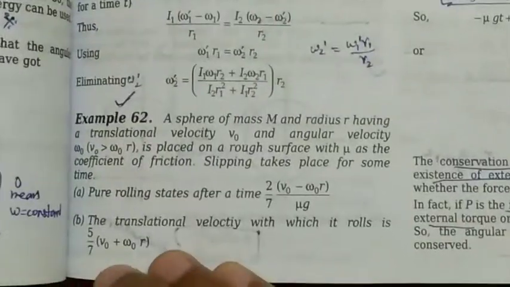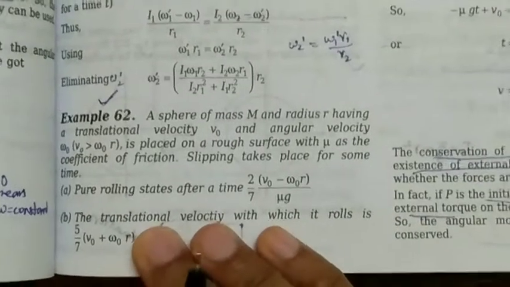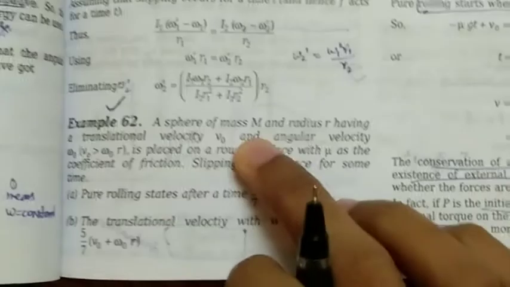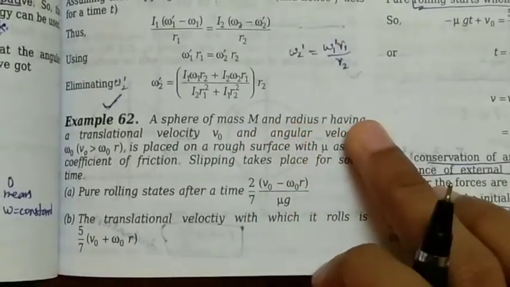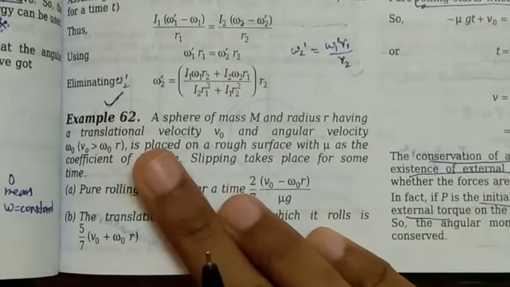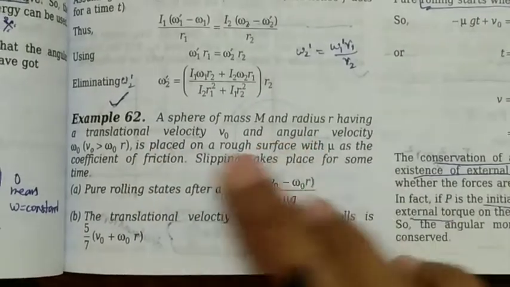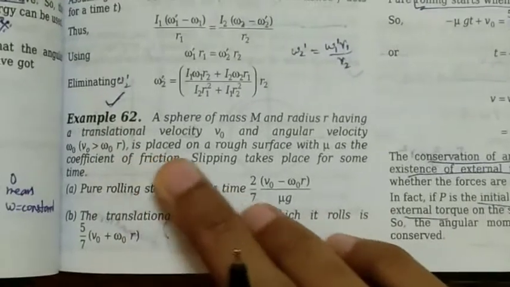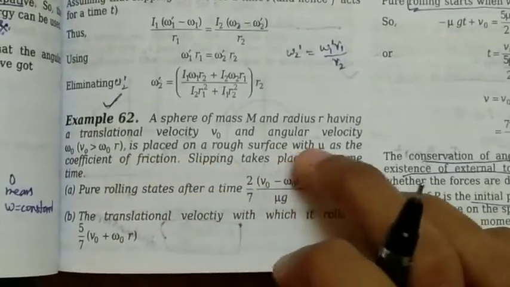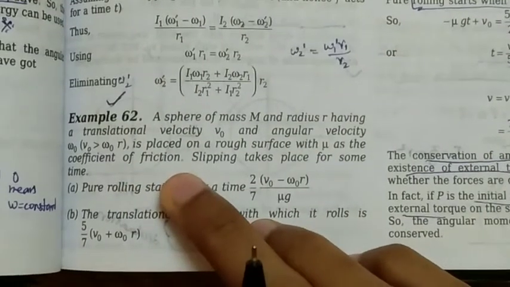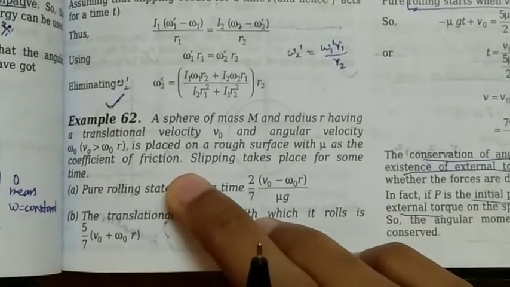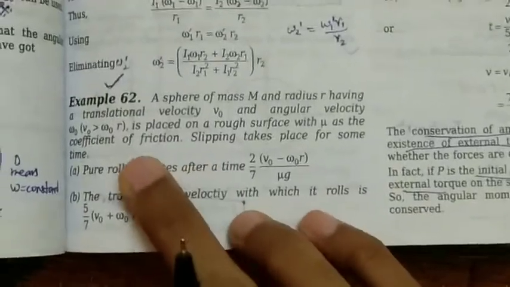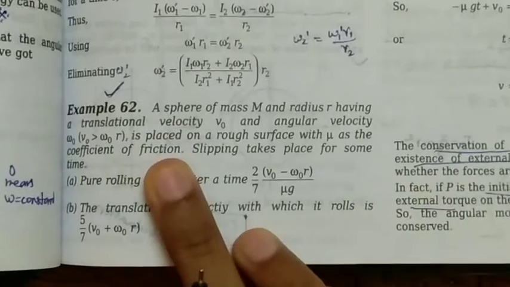So let's see another problem in classical mechanics. A sphere of mass capital M and radius small r, having a translational velocity v naught and angular velocity omega naught such that v naught is greater than r omega naught, is placed on a rough surface with mu as the coefficient of friction. Slipping takes place for some time. So this is the question.